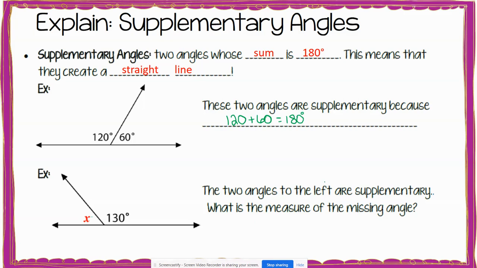In our next example, we see that these two angles are supplementary, which we know because they are on a straight line. So what is the measure of the missing angle? Well, if I know that together both of these equal 180, and I know that this one is 130, I can subtract 180 minus 130 to get 50. So that means that the missing angle measure is 50 degrees.